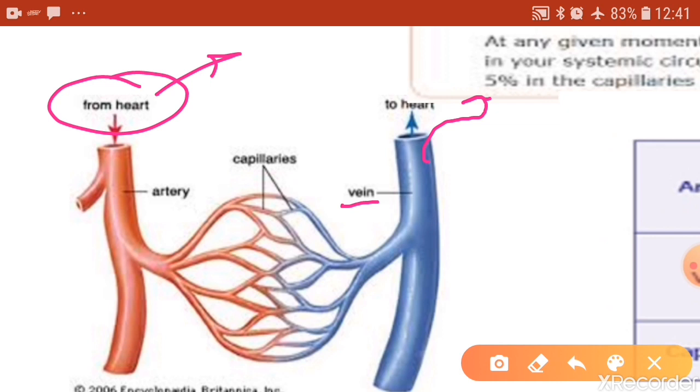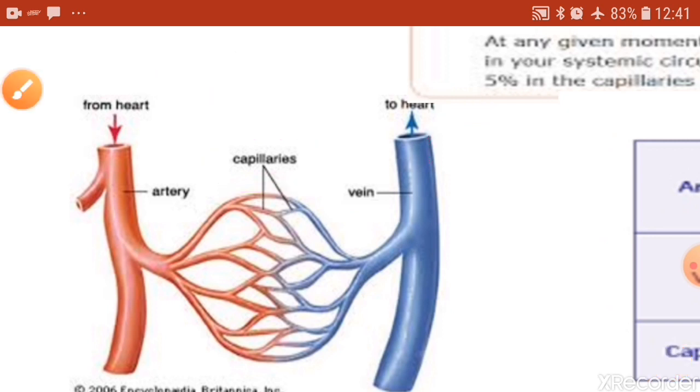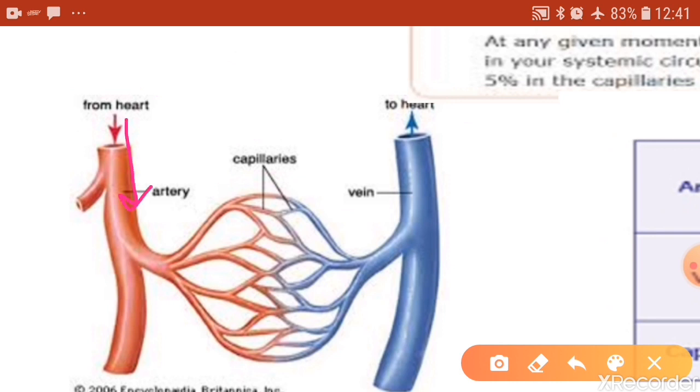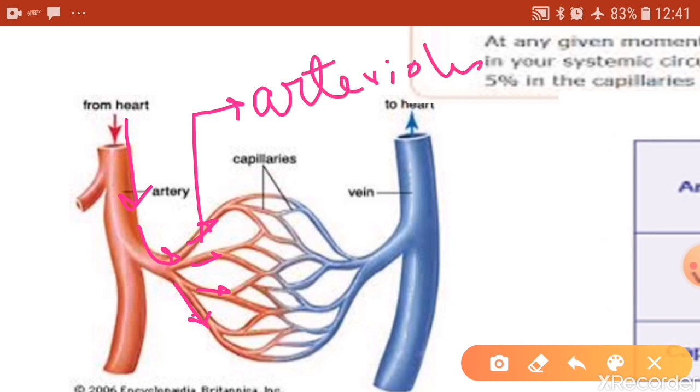Apart from arteries and veins, there are also capillaries. So how are these capillaries formed? When the blood from the heart is taken by the artery and the artery reaches a particular organ, in that organ the artery will divide into branches. Look here, there are many branches. These branches are called arterioles. These arterioles in the organ or tissue will further branch into the finest blood vessels, which are called capillaries. So every tissue will have a network of capillaries.